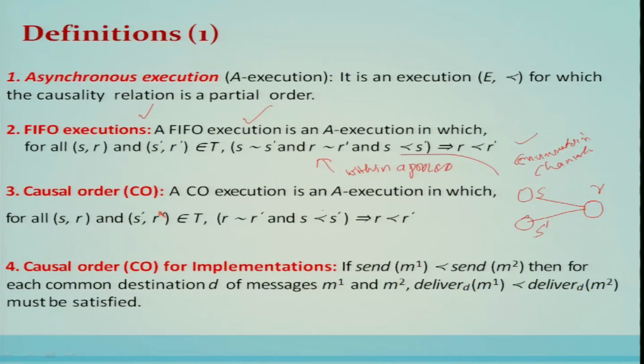And if there is a precedence between the send operations, that means if S precedes S prime, then this particular receive R also precedes R prime, and R prime is happening at the same process. That is what this particular symbol indicates. So the diagram reflects the definition of a causal order.